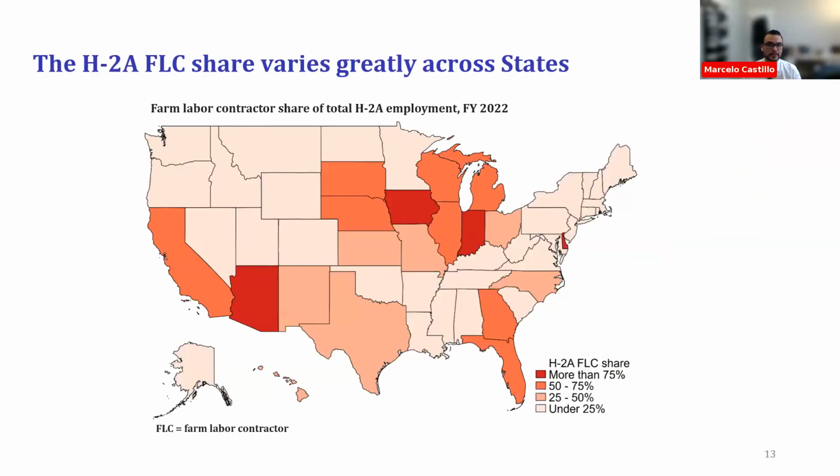All right, and in this next slide, you can see that there are pretty strong differences in the FLC share of H2A certifications across states. The share is greater than 50% in California and Arizona, Georgia and Florida, and in quite a few Midwestern states. These shares are quite low in some of the large H2A employer states, such as Washington. So Washington, New York, and Louisiana have pretty small FLC shares.